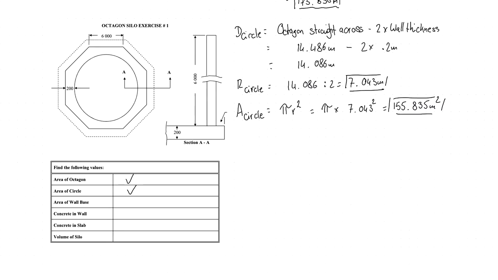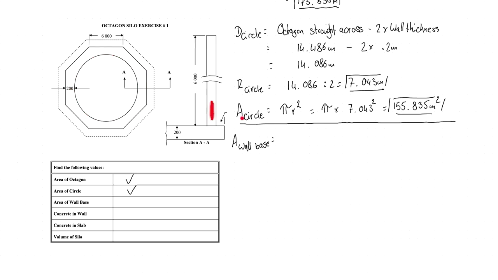Next, we want to find out the area. I'll make a nice line across here. The area of our wall base. Well, let's first figure out what the heck that is. So the wall base, our concrete is going to be everywhere inside the octagon and outside of our circle. That is our wall base, right? That's where our wall here sits.